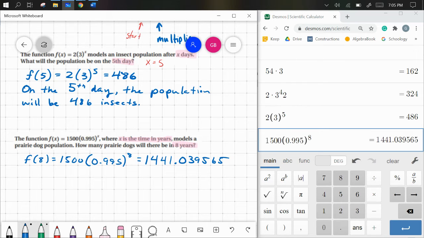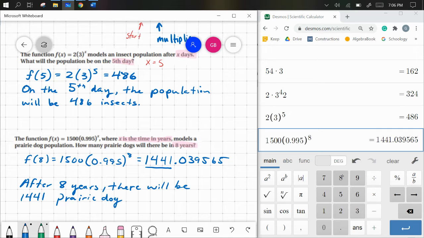1441.039565. I just wrote the whole number, but we're talking about number of dogs here. So we cannot have 0.039565 of a dog. So we're just going to round to 1441. So after 8 years, there will be 1441 prairie dogs.